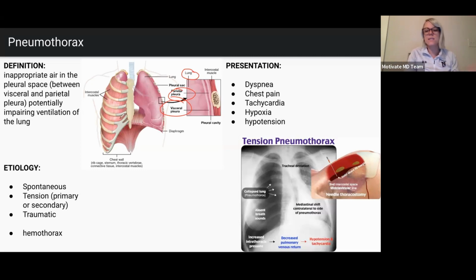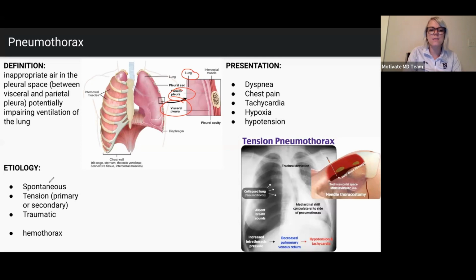And what this does is it can impair ventilation. Remember, our patient came in with shortness of breath. And despite having these intercostal muscles, being able to physically try to take a deep breath, that air is inhibiting the full expansion of the lung.